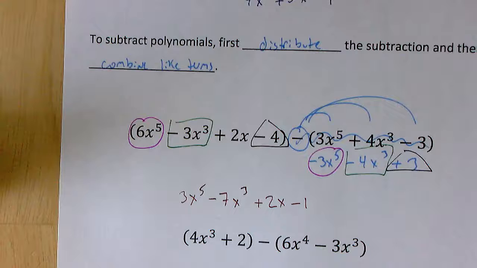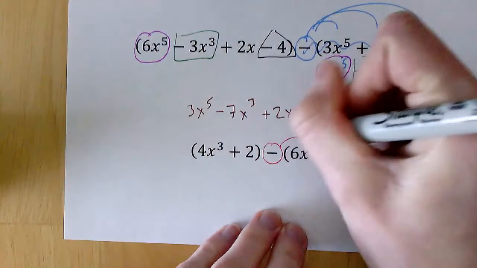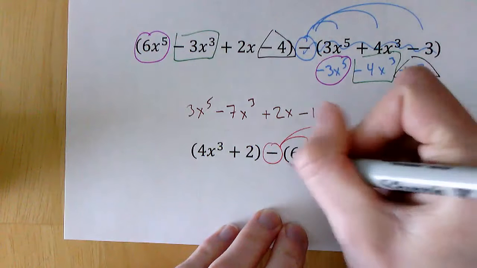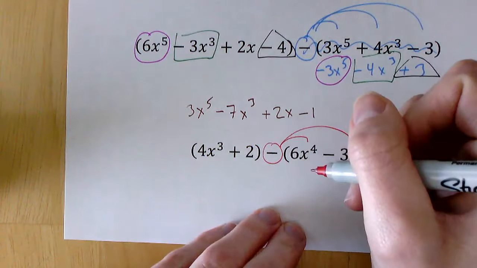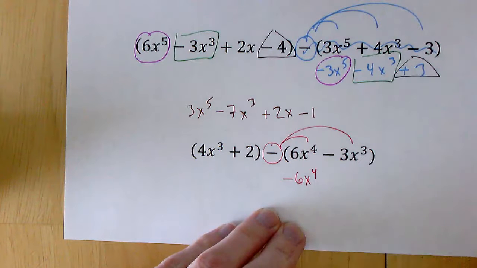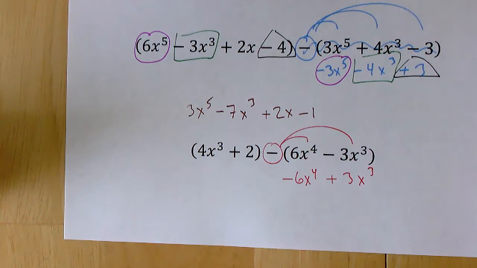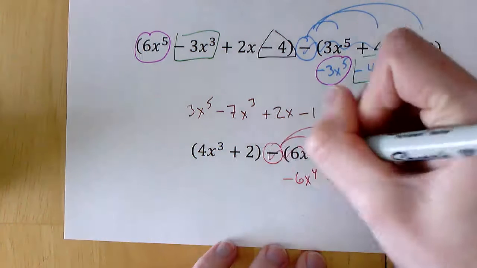Okay, so one more quick example of this. So again, first thing I'm going to do, take this negative, distribute it to these guys. So Watson, shh. This is going to become a minus 6x to the 4th. This will become a plus 3x to the 3rd. Okay, and then I'm done with this. I'm going to scribble it out.